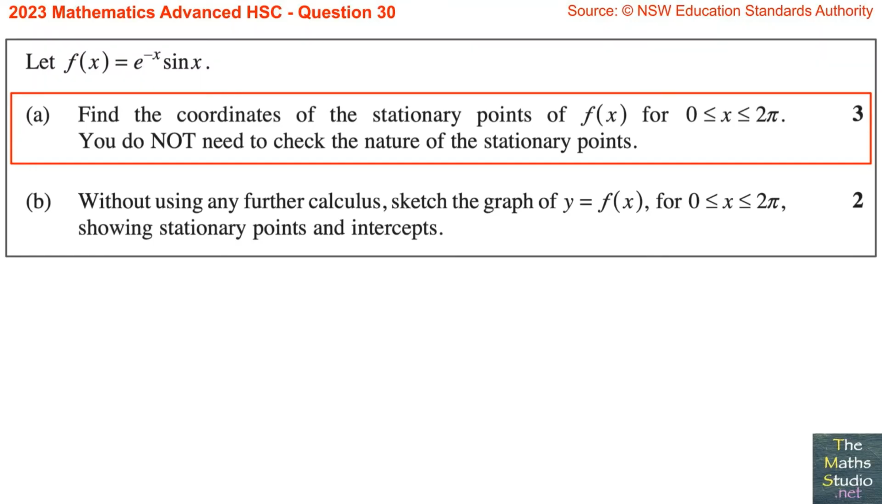Question 30. Let f of x equal e to the power of x times sine of x. Part A. Find the coordinates of the stationary points of f of x for x greater than or equal to 0 and less than or equal to 2 pi. You do not need to check the nature of the stationary points.